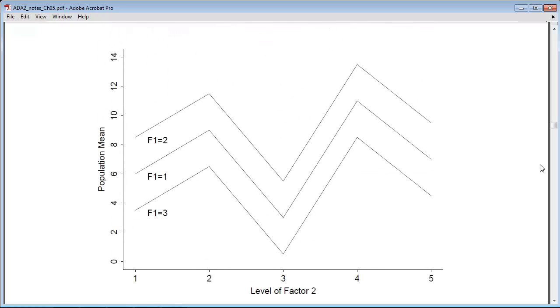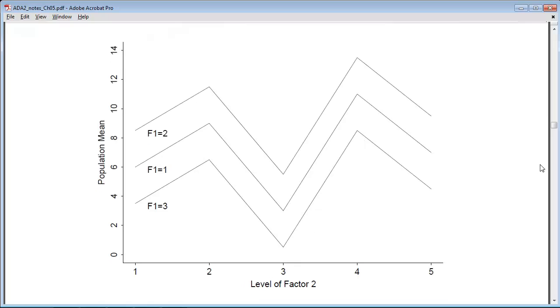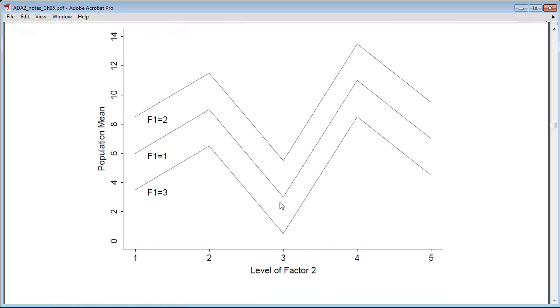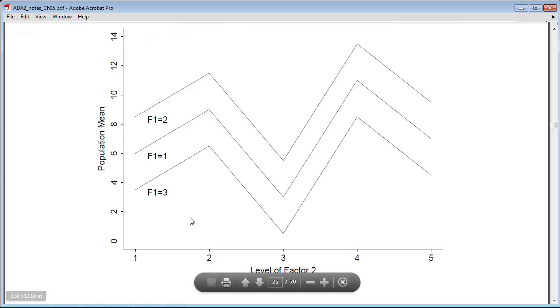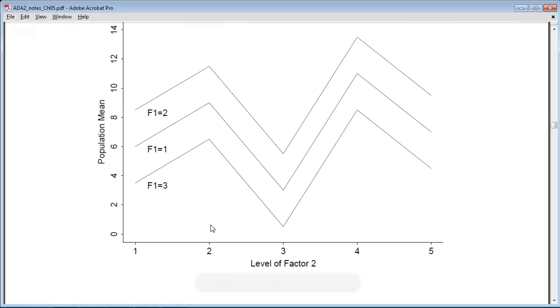Here is a situation where there is no interaction. All of these lines are parallel. On the vertical axis we have population means. On the horizontal axis, this doesn't perfectly correspond to the beetle example, but imagine we had 5 different insecticides. That would be these 5 levels of factor 2. Each line represents a level of factor 1. So this middle line is level 1 of factor 1.